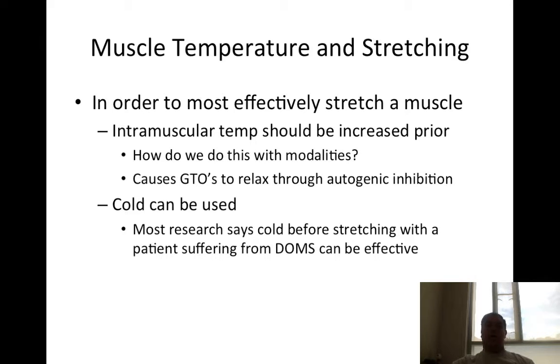How do we do this with modalities? Think back to moist hot pack, diathermy, ultrasound. This causes the Golgi tendon organs to relax through autogenic inhibition. How else can you do this? I almost never use moist hot pack and ultrasound and stuff like that, right? I have them hop on a bike, warm up till they start sweating. I know their core body temperature is now increased, and then I can now stretch them. Why? Increased blood flow to that muscle because the core body temperature is increased.